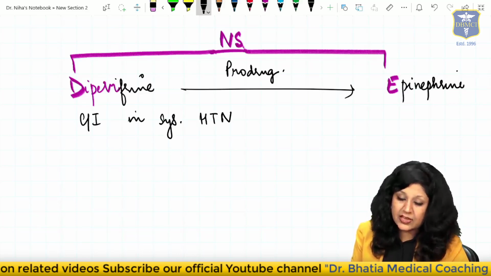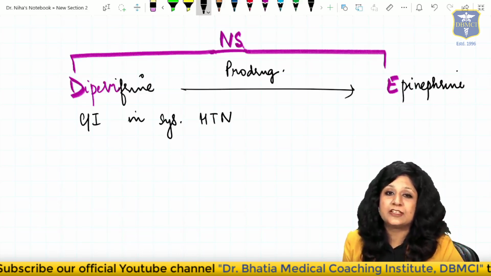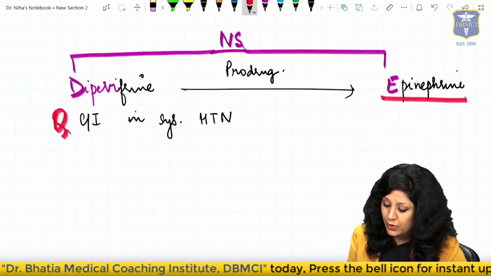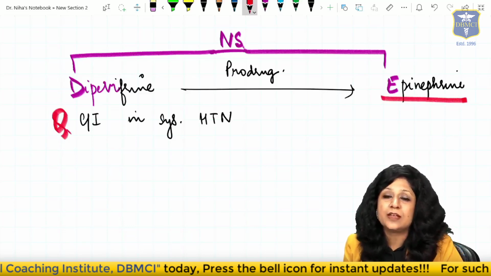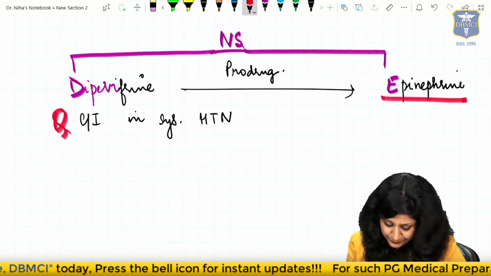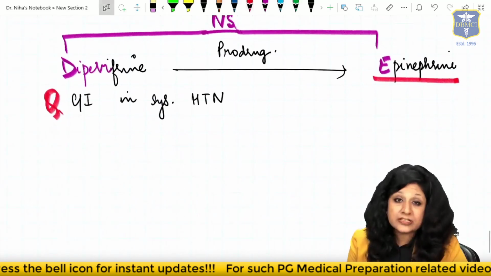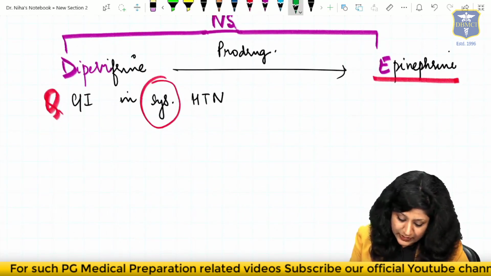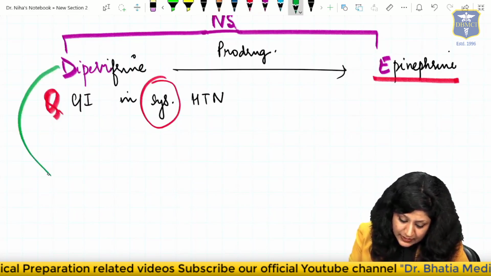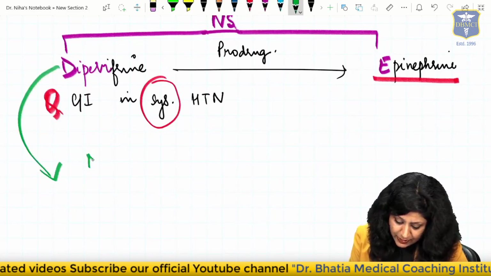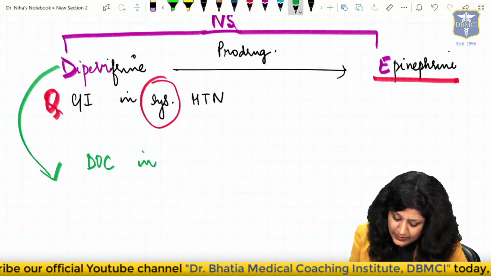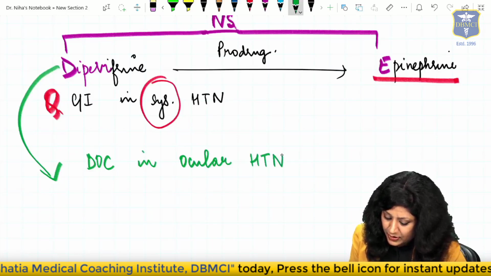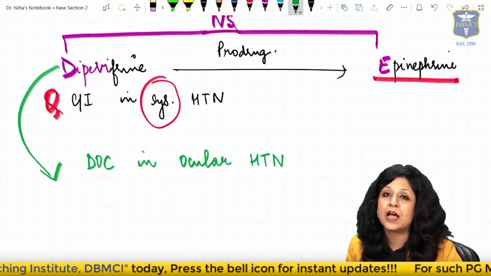If the patient is having hypertension, like we have a hypertensive patient, then it is contraindicated, because it will lead to formation of epinephrine that can cause hikes in the blood pressure, right? Now this is something different because here I am talking about systemic hypertension. The second important thing is that dipivefrine is the drug of choice in ocular hypertension.